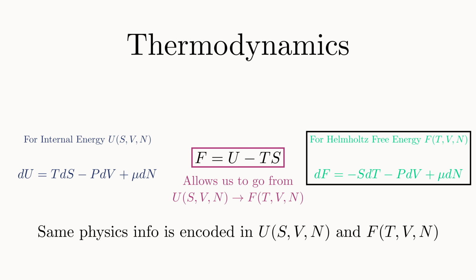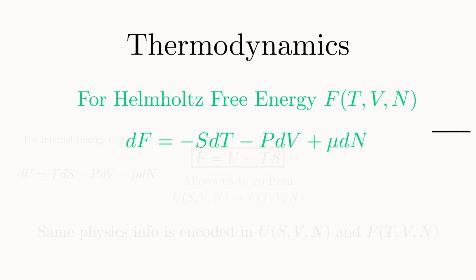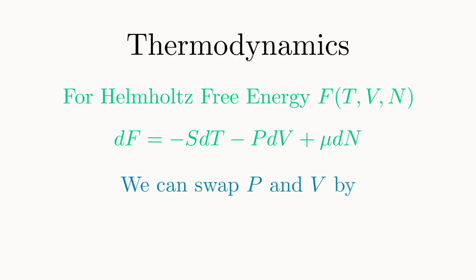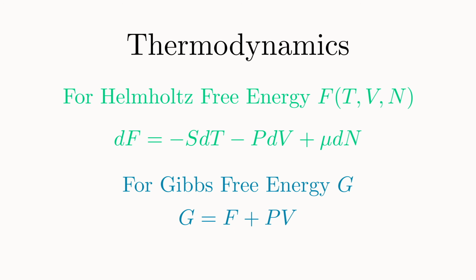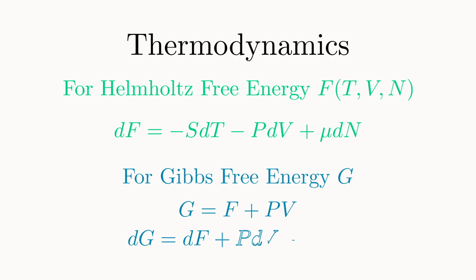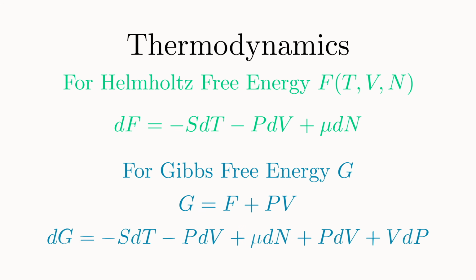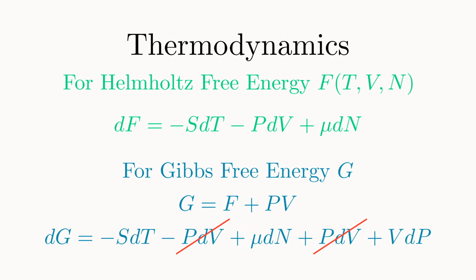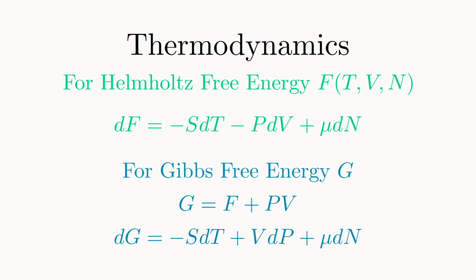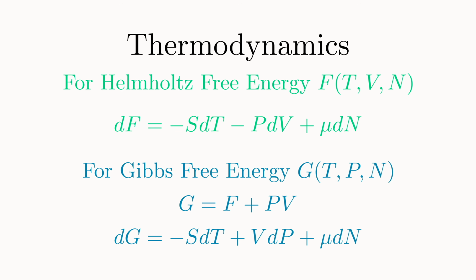But if we instead can control the temperature and volume, we have this equation. We can take one more step in this process by doing another Legendre transform to swap the volume for pressure. This is done by subtracting negative PV from F. We call this G, the Gibbs free energy. Its differential is the following, and substituting for dF results in this expression. So the Gibbs free energy depends on temperature, pressure, and particle number.